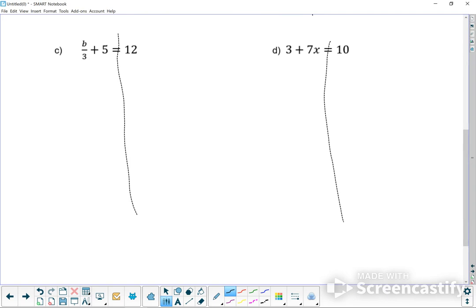Okay, this one right here, I'm going to go ahead and subtract 5, because that's the inverse or the opposite of adding 5. That 5 is going to cancel. We're going to be left with b divided by 3 equals, and 12 minus 5 should give you 7. Okay, now the inverse of division by 3 is going to be multiplication by 3. So you have to multiply by 3 on both sides. The 3 is going to cancel, and we're going to be left with b equals 21. Okay.